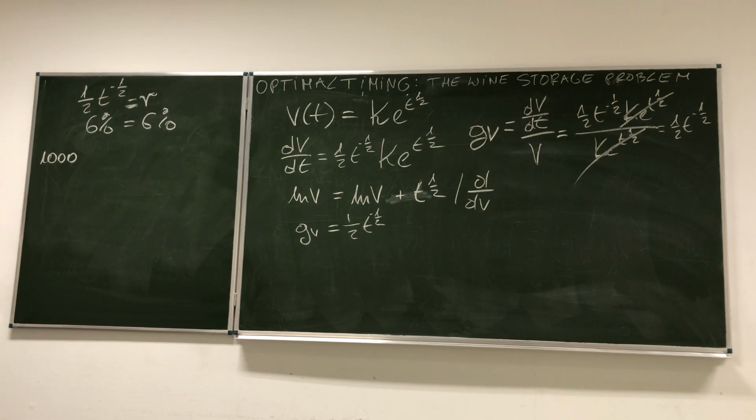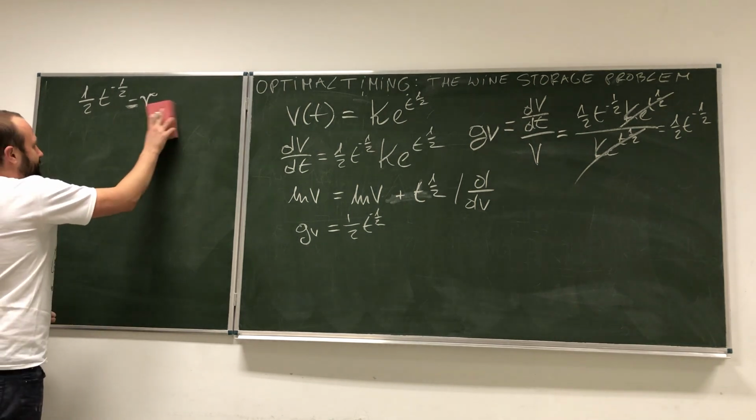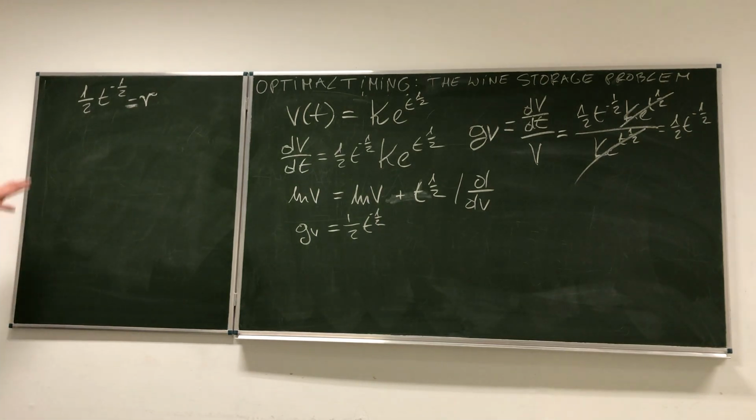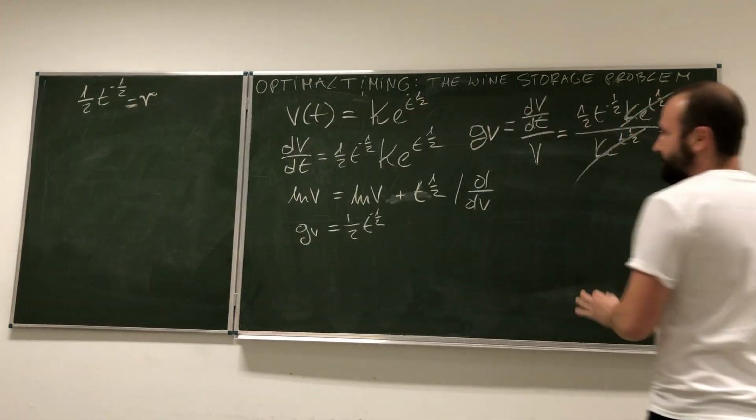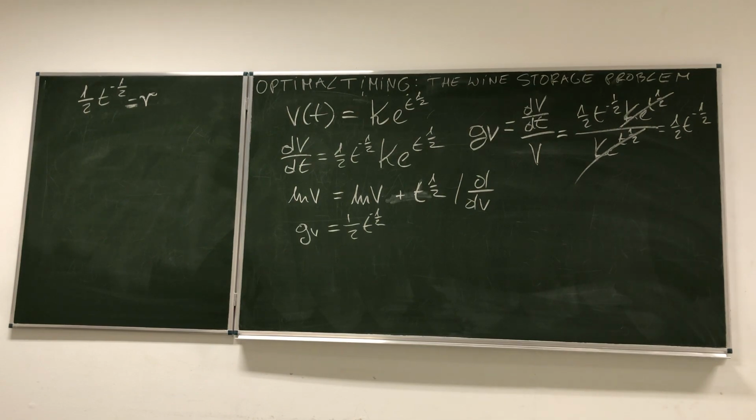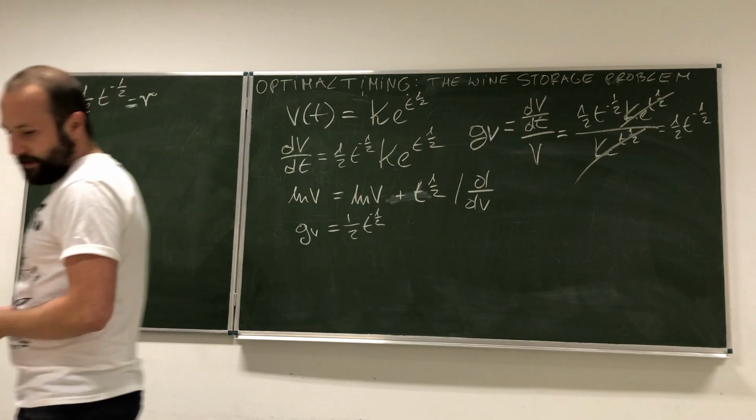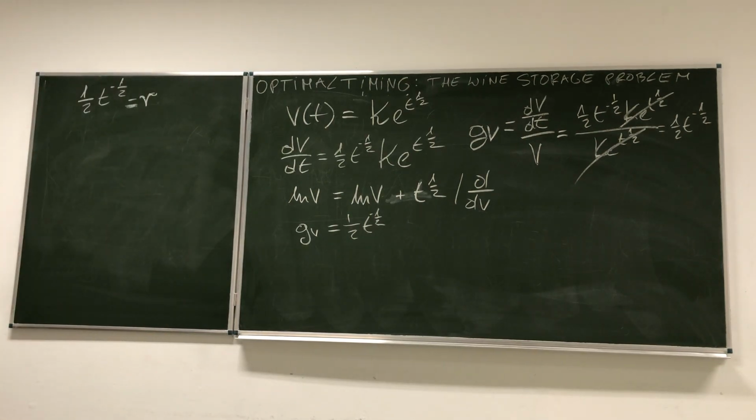Well, this is the exact moment at which you should sell the wine. Why is that? Because as you will see, the growth rate of the value of wine, and you can actually see it from the function, is a decreasing function, while the interest rate is a constant function. Okay, but we can check it.